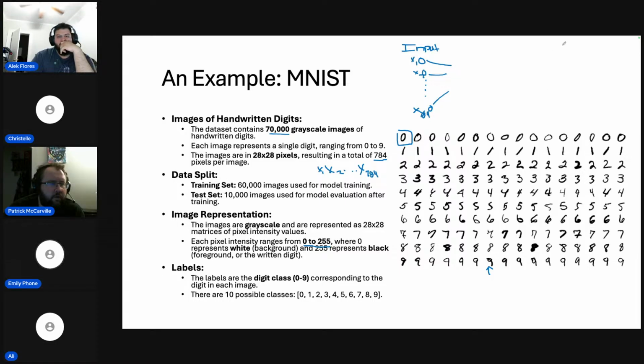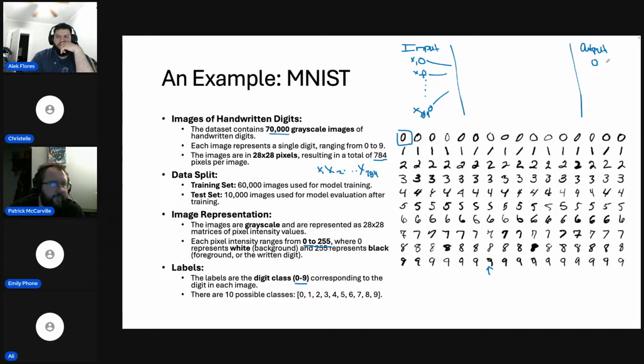Our Y, when we're looking at our output, so remember we have an input layer, we have some hidden layers, and then we've got an output layer. Our output layer corresponds to our labels here. So our labels are of our digit class. They range from 0 to 9. So we have 10 output nodes.